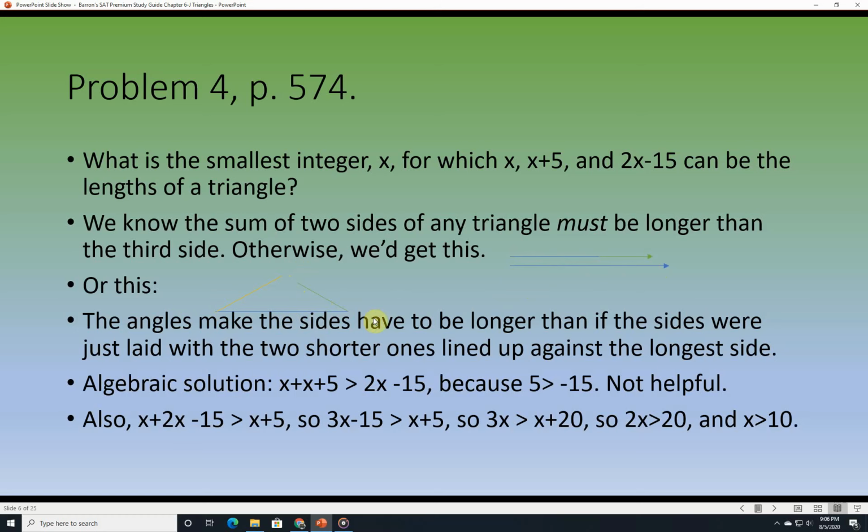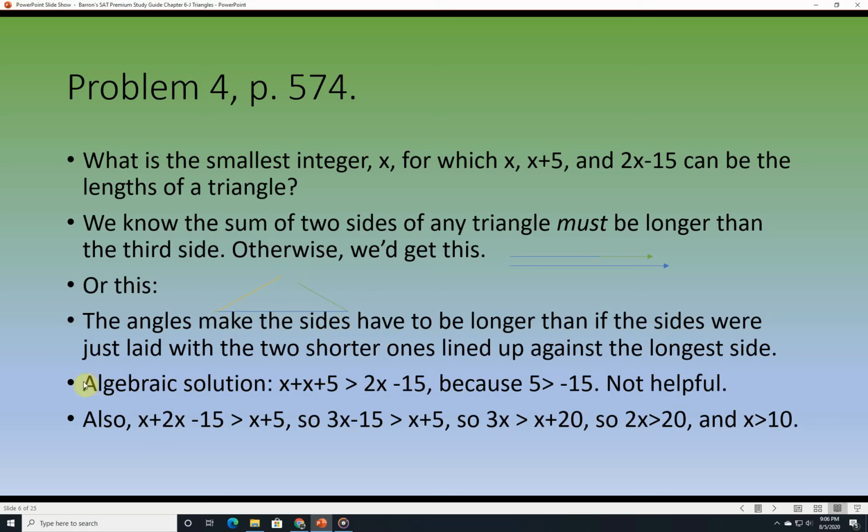So the angles make the sides have to be longer than if the two shorter sides were just laid up against the longer side. In other words, because it bends like this, this has to be longer. Makes perfect sense. Walking from here to here would take less time than walking from here to here, right?